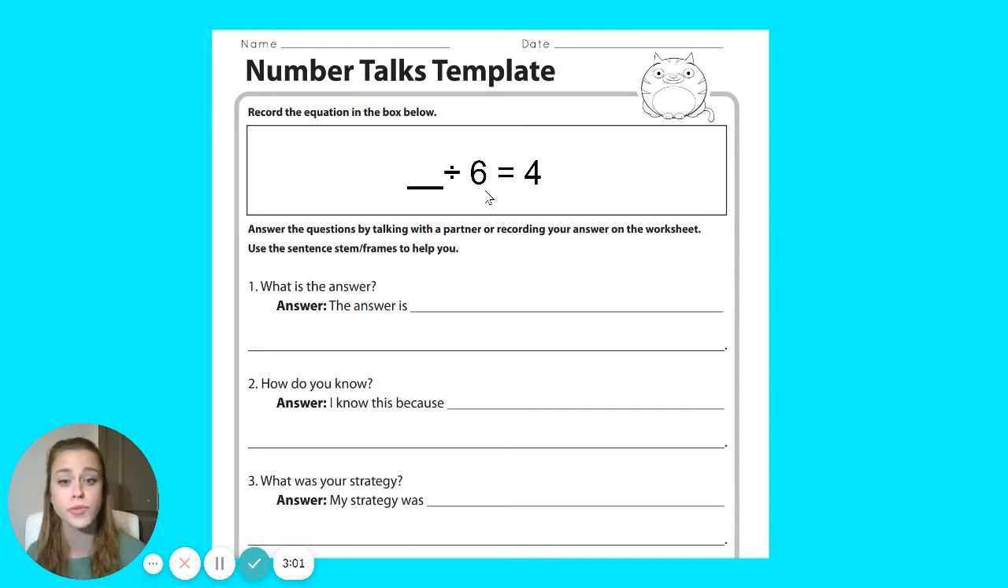So we can do 6 times 4, and we're going to get 24, okay? So our answer is 24. How do we know this? We know this because 6 times 4 equals 24. And what was our strategy? Well, we used inverse operations. We flipped the operations around.